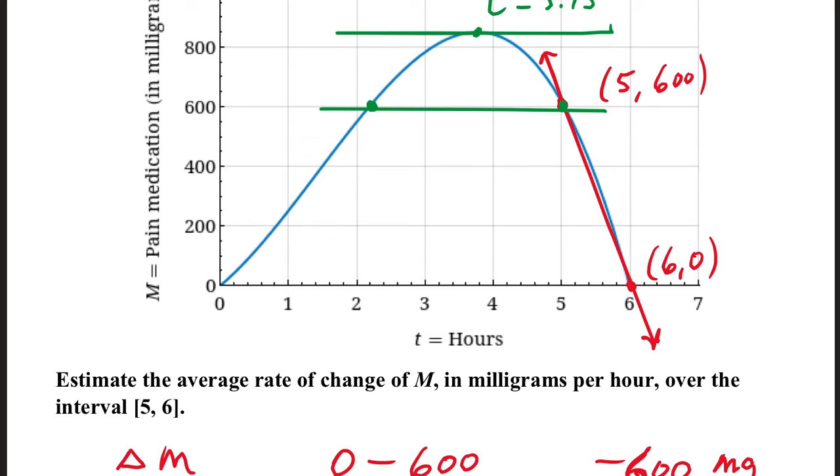At 6 hours, the medication has totally left the body. So at 6 hours, there's no medication remaining in the body. The change is 600 milligrams, but it's negative because the medication is leaving the body. So 0 minus 600 is negative 600 milligrams in a 1 hour interval. So the average rate of change of medicine in milligrams per hour over the interval 5 to 6 is negative 600 milligrams per hour.